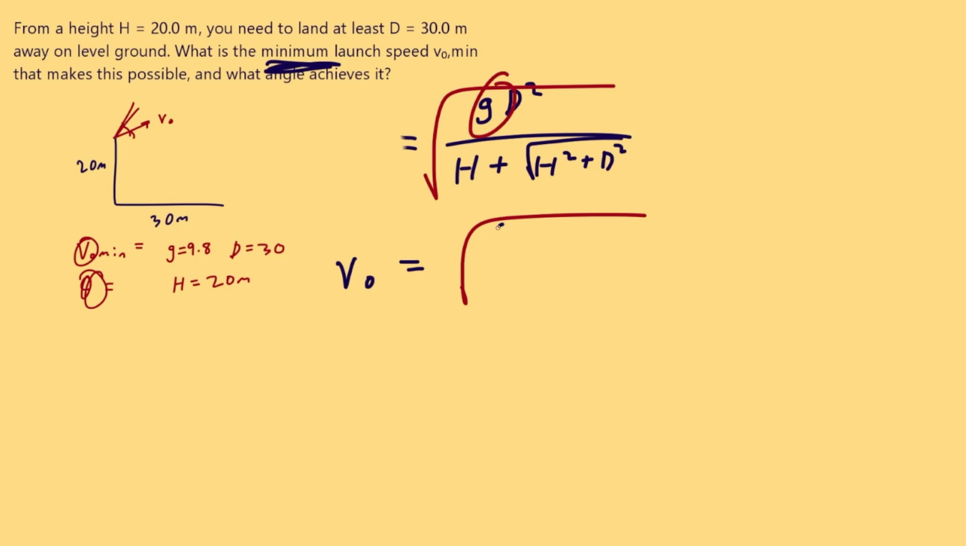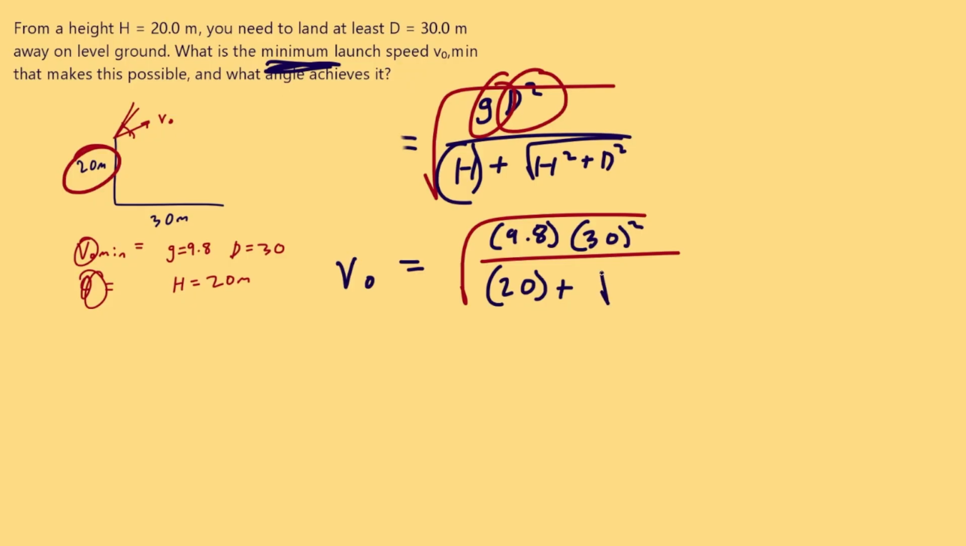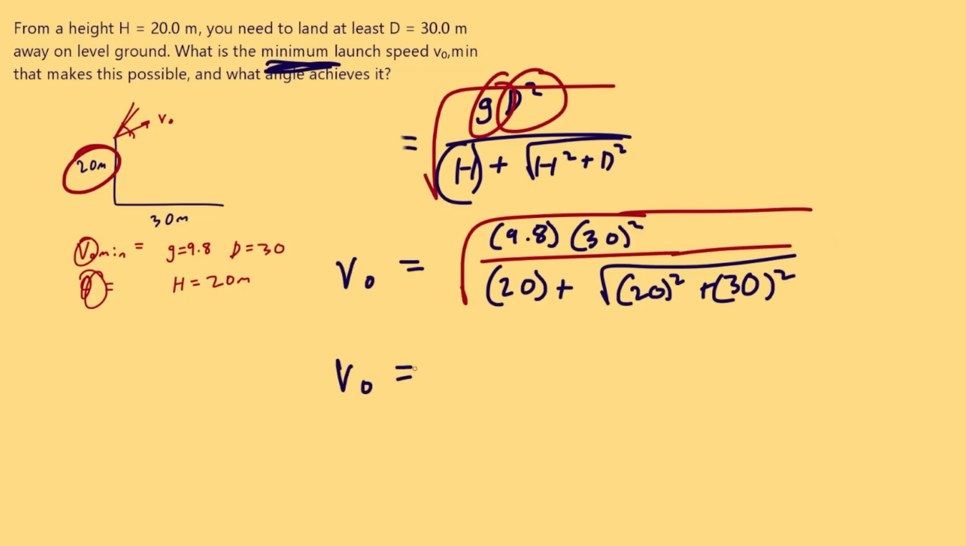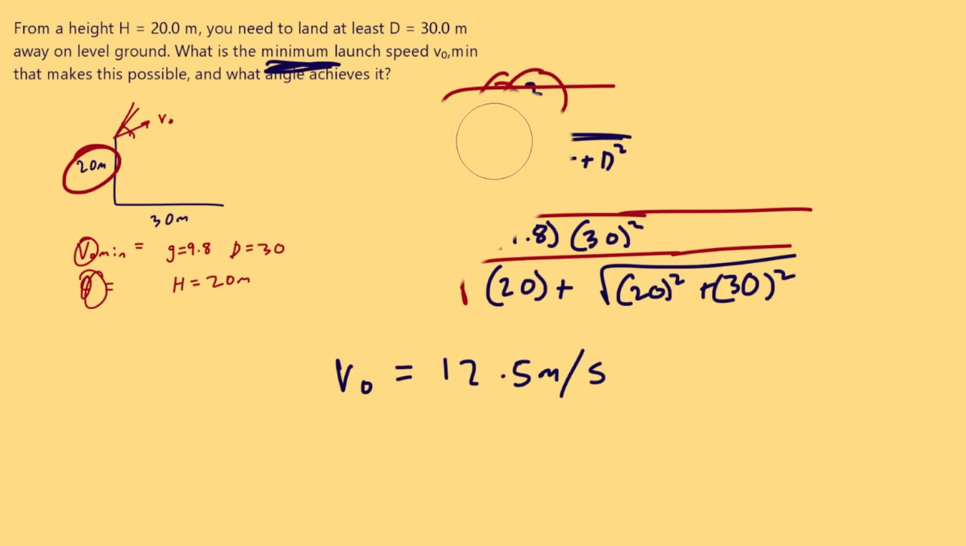G is 9.8. D squared would be 30 squared divided by H, which is 20 meters, plus square root height squared, 20 meters squared, distance squared, which is 30 meters squared. And put this all into a calculator, solve all of it. Your final answer for the minimum velocity is 12.5 meters per second, somewhere around that.